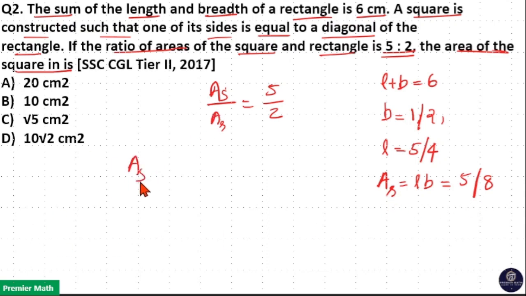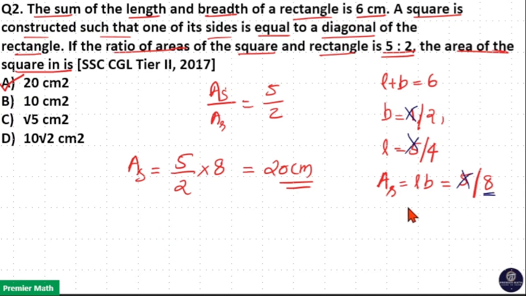Now, area of square is equal to 5/2 into area of rectangle. Here area of rectangle can be 5 or 8. If it is 5, 5 into 5, 25/2 is 12.5, which is not in the option. So, 5 is not the area of rectangle. Now, if I consider 8 as area of rectangle, then 5 into 8 is 40, divided by 2 is 20, which is in the option. So, option A is your answer. So, 8 is the area of rectangle and area of square is 20 centimeter square.